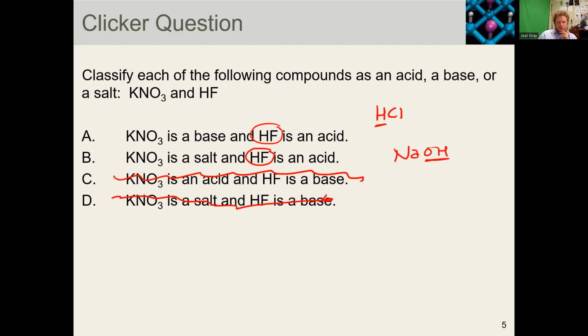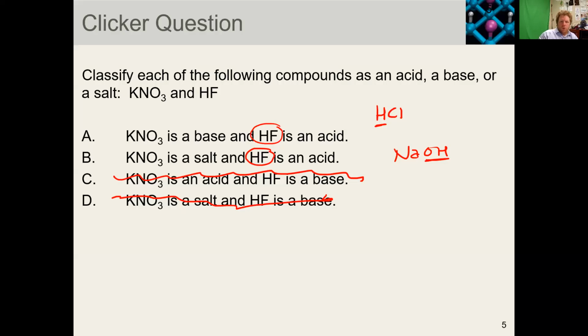Looking at KNO3, is that a hydroxide? Does that have OH? Simple question, not a trick question. So KNO3, is that a base or is that a salt? Well, the question is, does it have a hydroxide? It does not have an OH. It has an oxygen, but not an oxygen and a hydrogen. So this is a salt. So B is your correct answer.